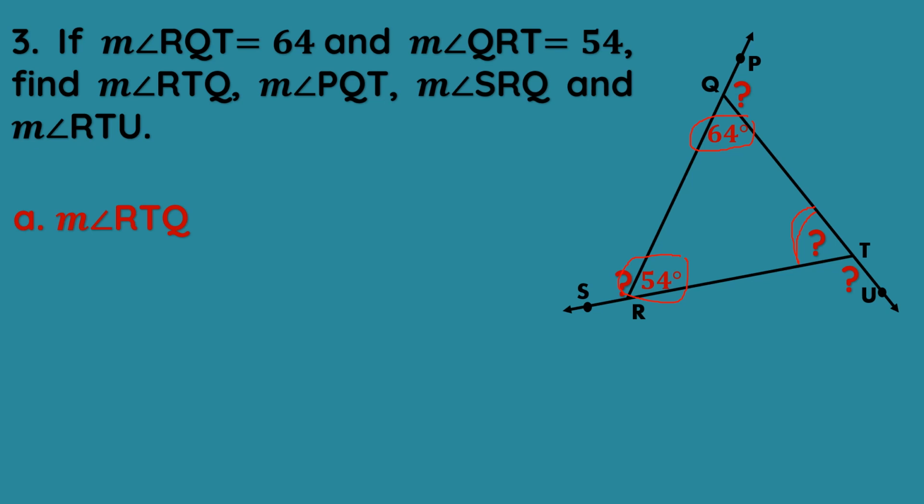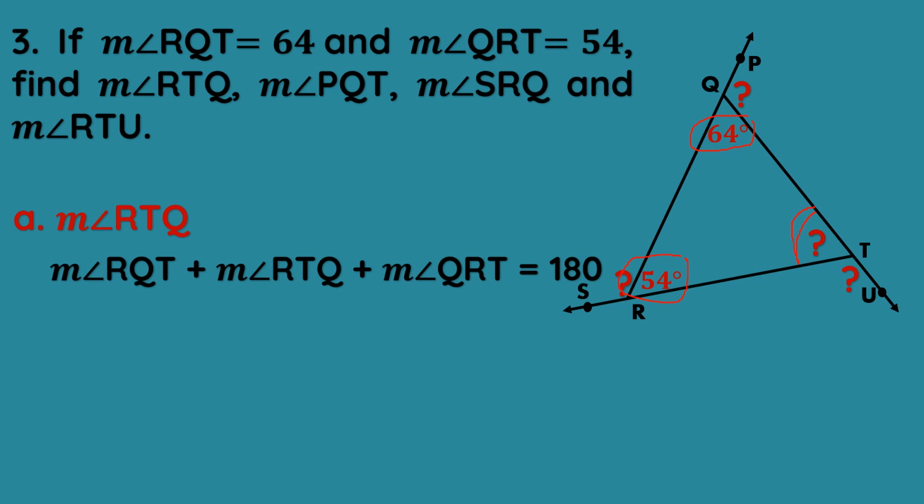Since the sum of the measures of the interior angles of any triangle is 180, we need to add the three measures and equate them to 180. The measure of angle RQT is given, the measure of angle RTQ is the unknown, and the measure of angle QRT is also given. So we have the measure of angle RQT equal to 64, the measure of angle RTQ is the unknown, we just copy it, and the measure of angle QRT is 54. Then we equate it to 180.